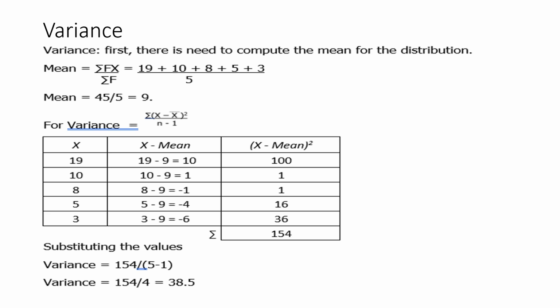So instead of writing the summation of x minus x bar squared, we write 154 there. Then n is 5; there are 5 scores in the distribution. Minus 1, that gives us 4 here. That's 154 divided by 4, which gives us 38.5. So our variance is 38.5.